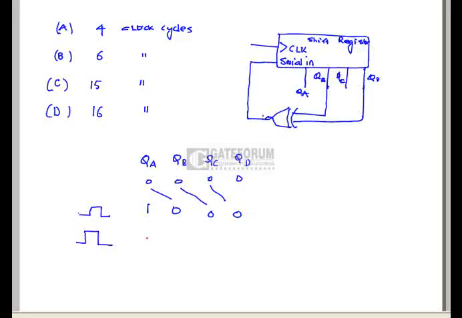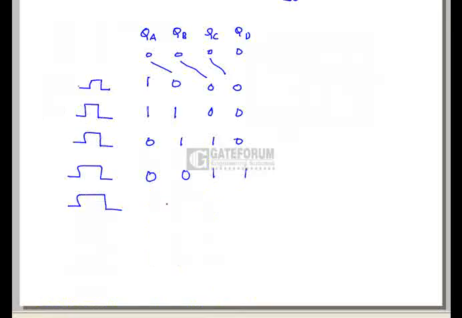At the time of the second clock pulse, 1, 1, 0, 0. Third clock pulse, 0, 1, 1, 0. Again, 0, 0, 1, 1. Fifth clock pulse, 0, 0, 0, 1. Sixth clock pulse, 0, 0, 0, 0.